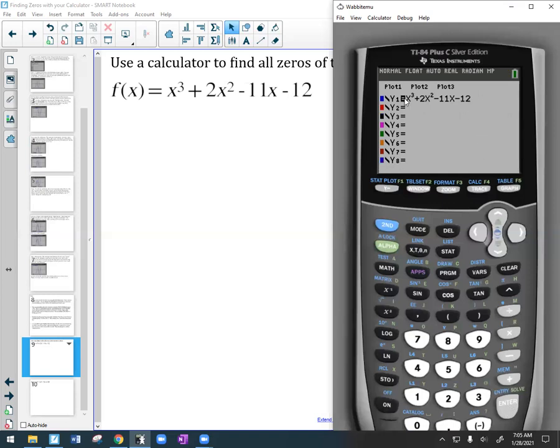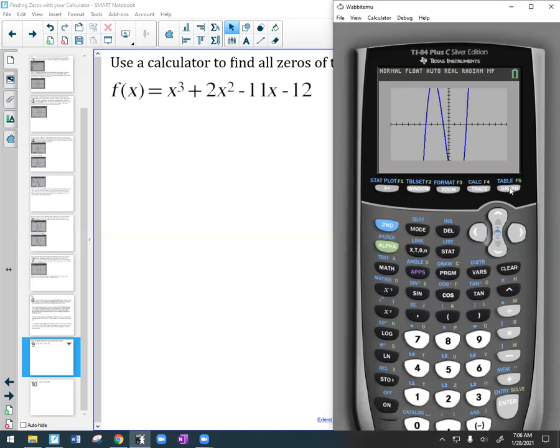You hit enter, and now that function is in there. If I hit this graph key, it'll graph it, whatever that looks like. So you hit graph and you see what it looks like. Okay, it goes up and it comes back down and it goes back up. Okay, cool.